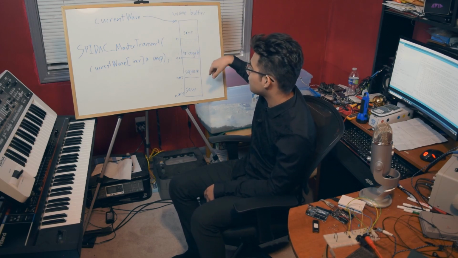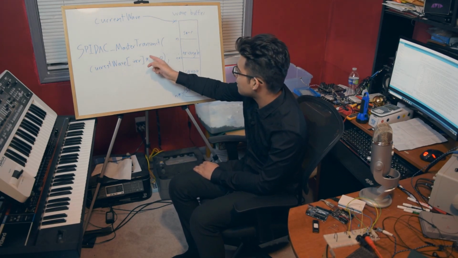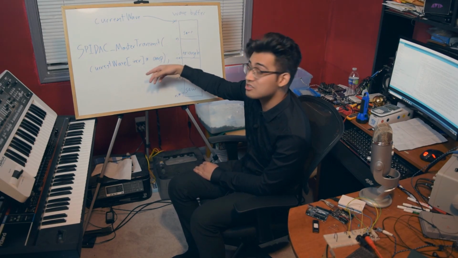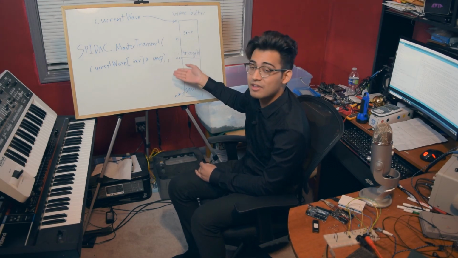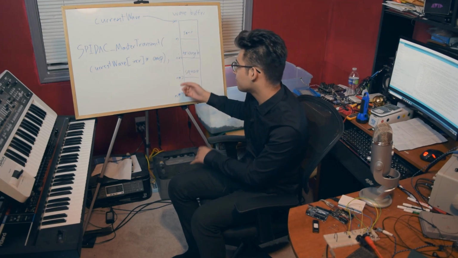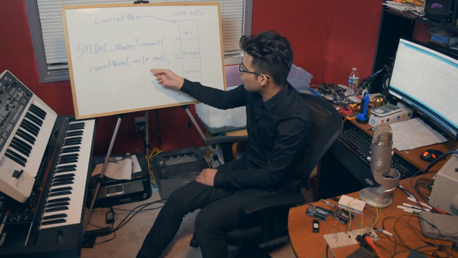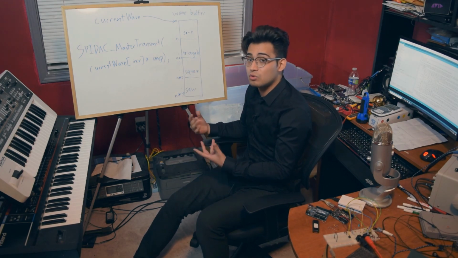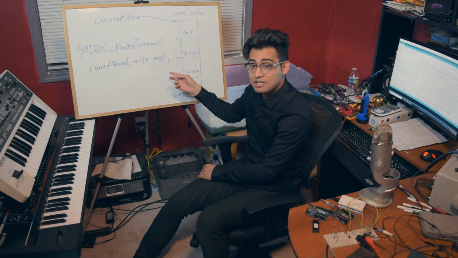The reason that we're keeping this is because when we output our waves, we're going to use the SPI DAC master transmit function, and then we're going to index current wave at some increment, which is going to go through here. And then we're also going to multiply that eventually by some amplitude value. And we're going to have to make sure that this value, current wave indexed at increment times amp value, doesn't exceed the 12-bit bit depth of our DAC. So we'll have to pay attention to that later.